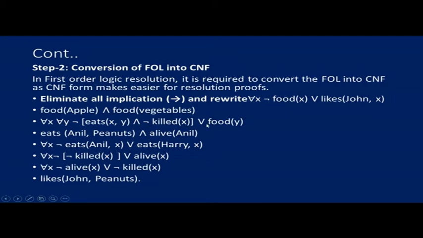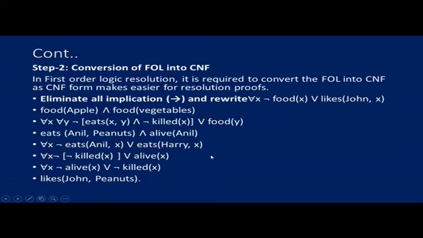negate killed of x union. Considering this one as A, and without using not to eliminate this, we need to union food of y. In this case taking this as B, and I hope you are getting. And the same way here, for all x negate killed of x union alive of x, taking this as A, this as B.